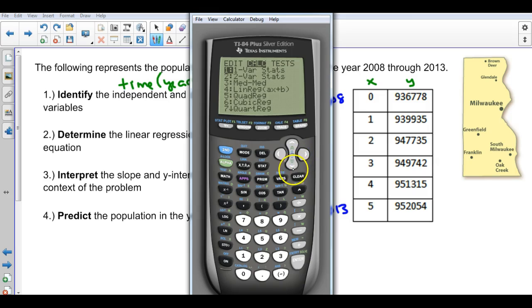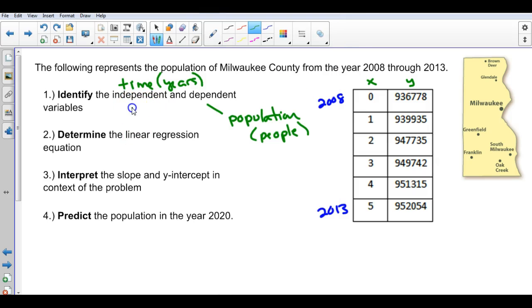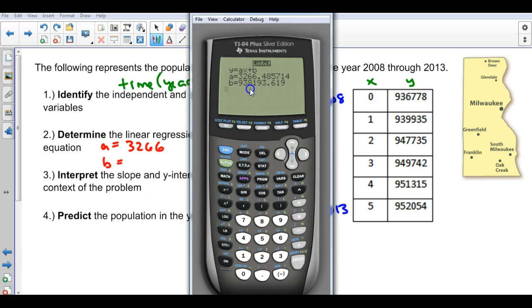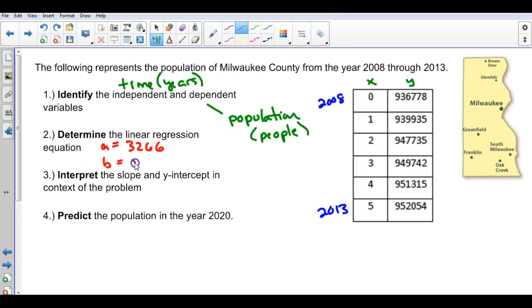So then I'm going to go to Stat, go over to Calculate, go down to the fourth option, and we're going to calculate our regression equation. So it's in the form y equals mx plus b. Our a value here, 3266. I'm going to round these two values to the nearest whole number. So I'm going to round this down to 3266 for my a value. Oops. I'll change color. I'll say a is going to be the 3266. And my b value, back up to this, I have 938,193.